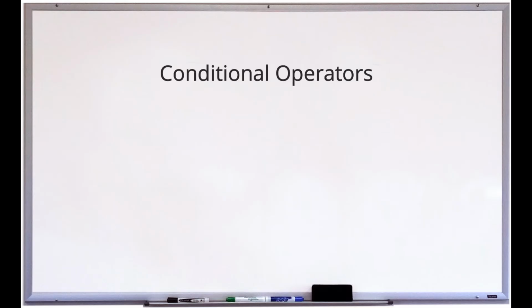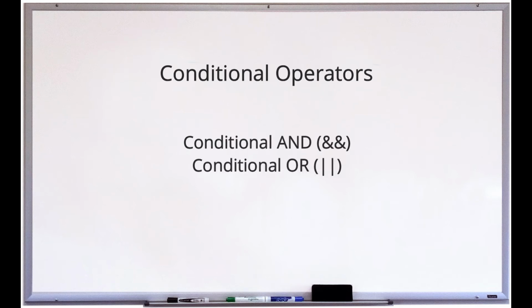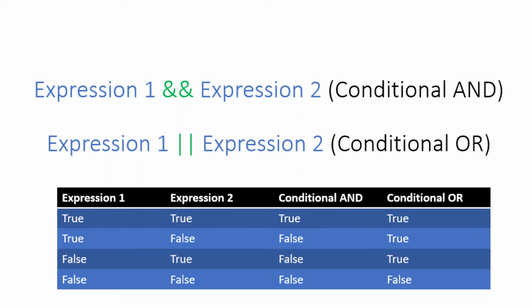Conditional operators, conditional and, conditional or. These operators perform conditional and, conditional or operations on two Boolean expressions. Conditional and will return true only if both Boolean expressions are true. If any one of these two is false, then the result will be false. Similarly, conditional or will return true if any of the two expressions is true. It will be false only when both expressions are false.